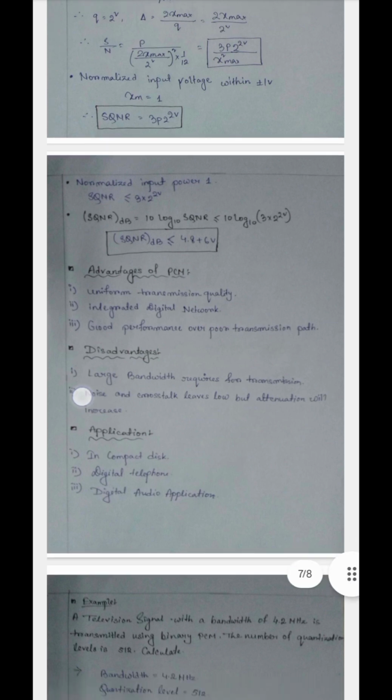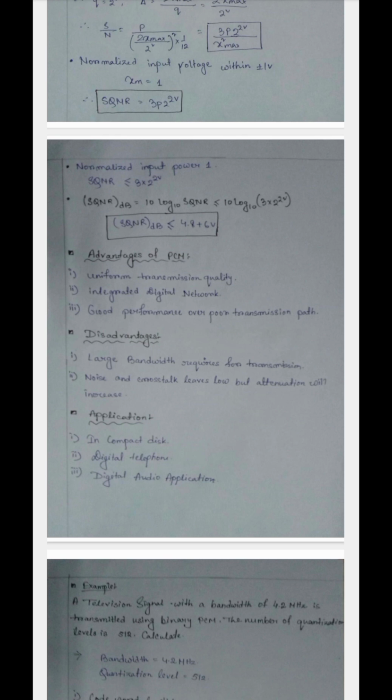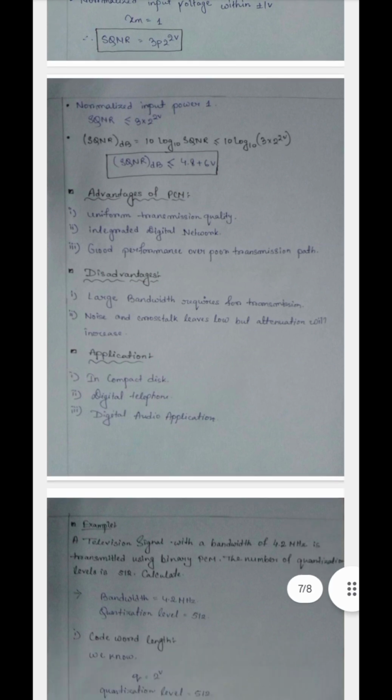Now we discuss advantages, disadvantages and applications. Advantages of PCM: uniform transmission quality, integrated digital network, and good performance over poor transmission paths. The disadvantages of PCM: large bandwidth is required for transmission, noise and crosstalk levels are low, but attenuation will increase. Applications of PCM are in compact discs, digital telephone and digital audio applications.